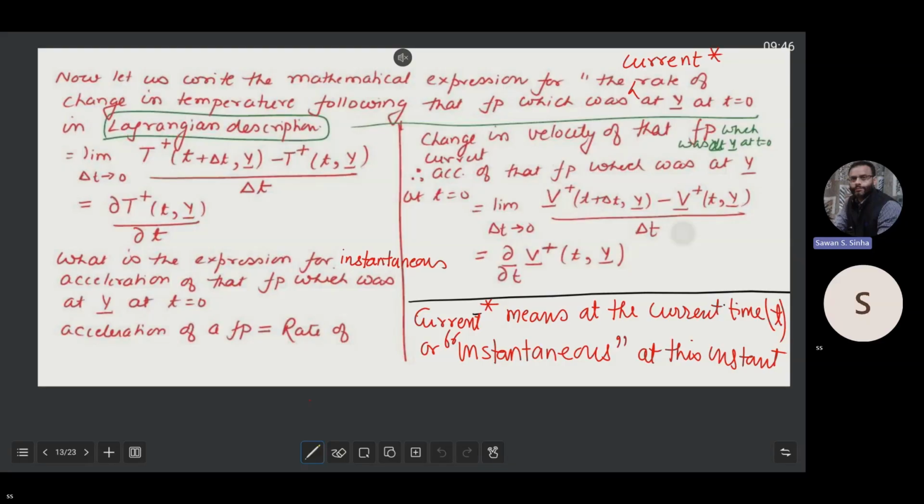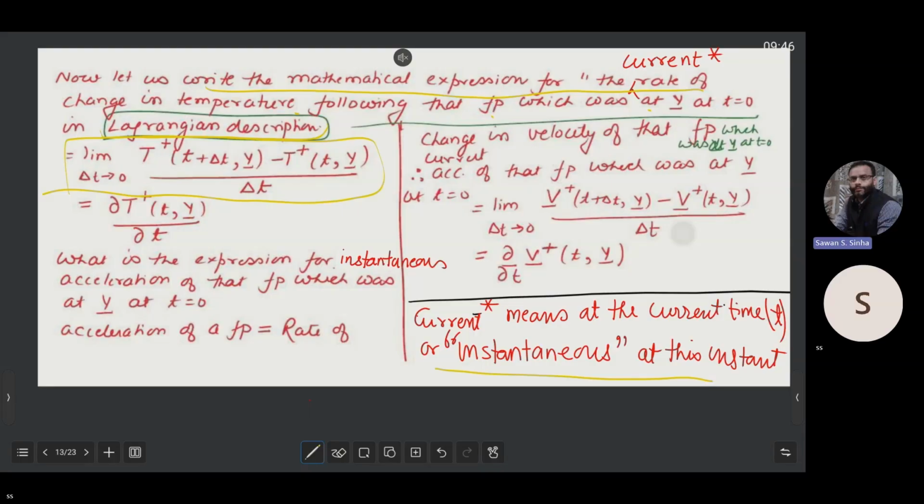Let us write the mathematical expression of the current, meaning instantaneous, time t, rate of change in temperature following that fluid particle which was at y at t0. Long sentence, but every word is meaningful. The rate of change in temperature following that fluid particle which was at y at t0, to be found at this time instant, not at any time in the past. In Lagrangian description, my claim is that what I am writing as a long sentence, in the language of calculus, that's what it means. Please pay attention to that expression.